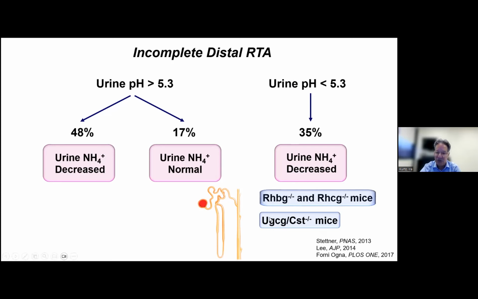So mutations in these proteins in mice can actually cause a distal RTA-like phenomenology. It's not been described in man yet.